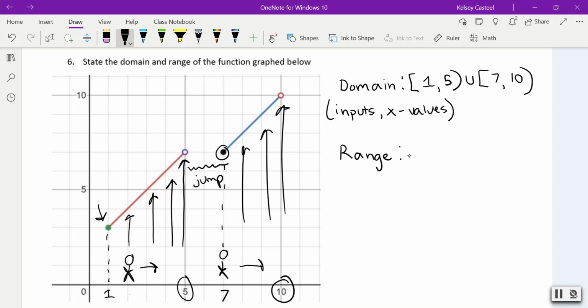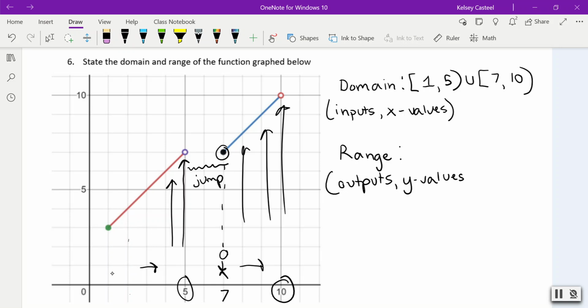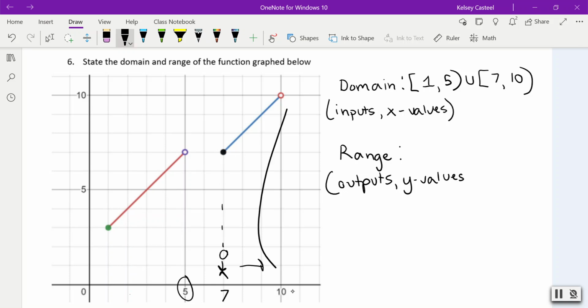Now we want to talk about the range. Instead of thinking horizontally, we now want to think vertically. So now we're looking at all possible outputs, which typically are going to be our y values. We're going to go through a very similar process that we did for the domain. We're just switching where we're looking. So let's start fresh here. And again, because we want to describe an interval, let's figure out what's the smallest y value that's being used, and then we'll build from there.